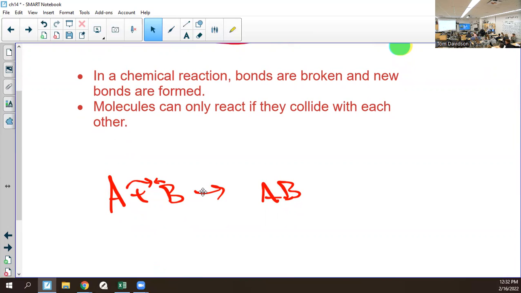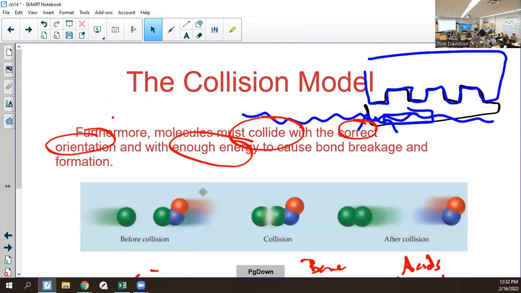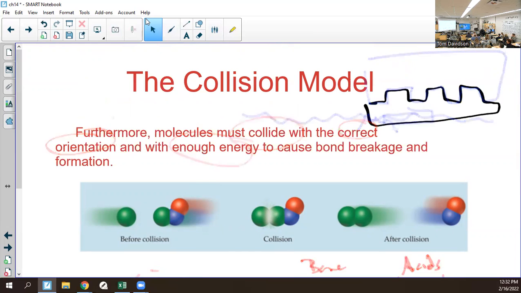Okay, yes. All right, now the collision model. There's more to it, but not much. Furthermore, molecules must collide with the correct orientation and with enough energy to cause bond breakage and formation.